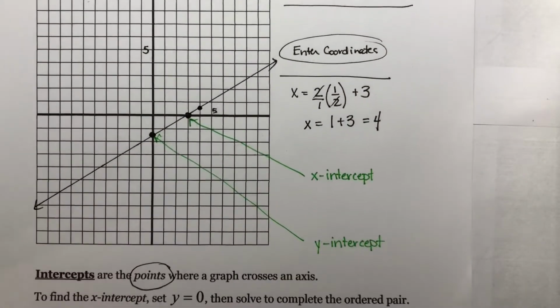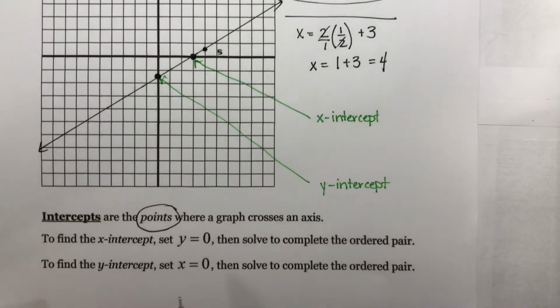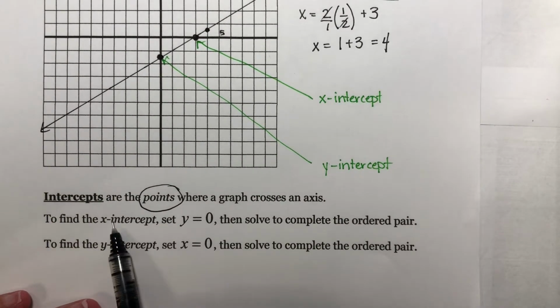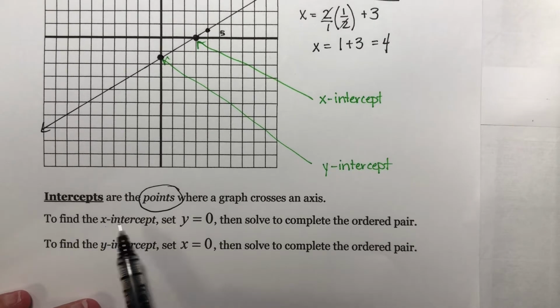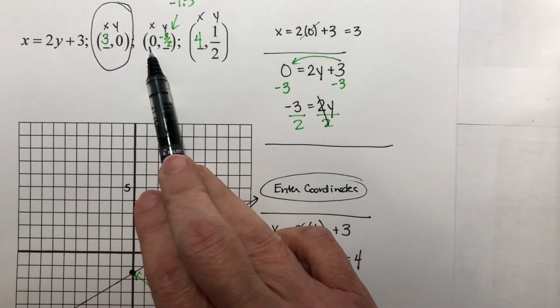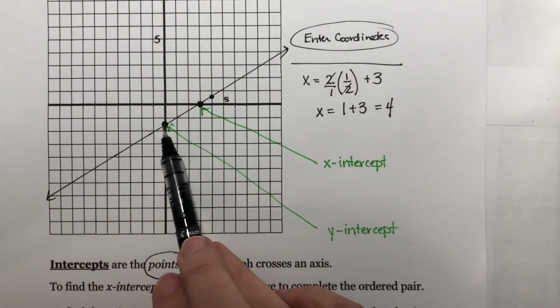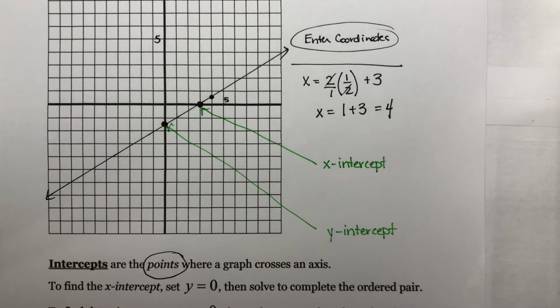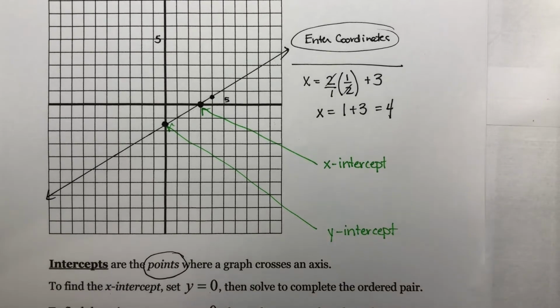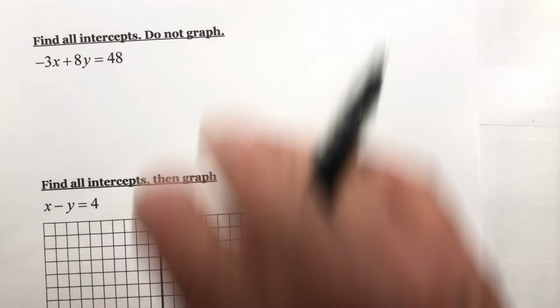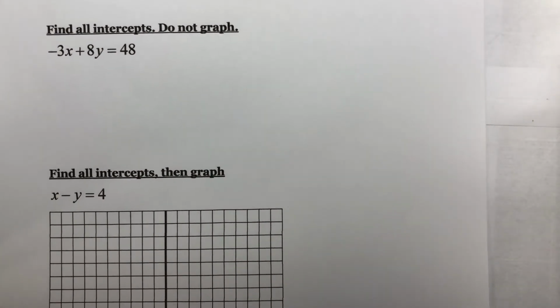The same thing happens with the y-intercept. To find the y-intercept, you set the other value equal to 0. Basically, if I want to find the x-intercept, I need to make the y go away. If I want to find the y-intercept, I need to make the x go away. Here we plugged in 0 for x. We did our calculations. We found where our y-intercept was. So let's look at a problem where we are just asked to find the intercepts and not to graph.